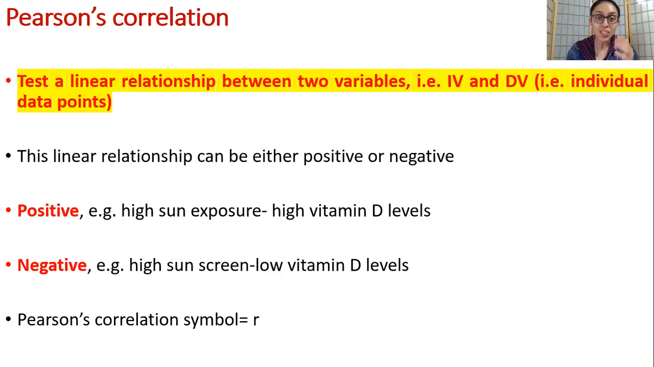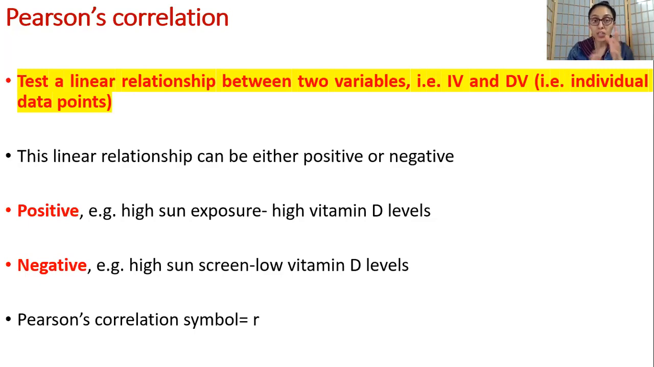Okay, so yes, there is one IV and one DV, so there are two variables in Pearson's correlation. All right, and both of these variables are continuous in nature, and the relationship can be either a positive association or a negative association. Positive association is also called directly proportional. Negative association is also called inversely proportional.